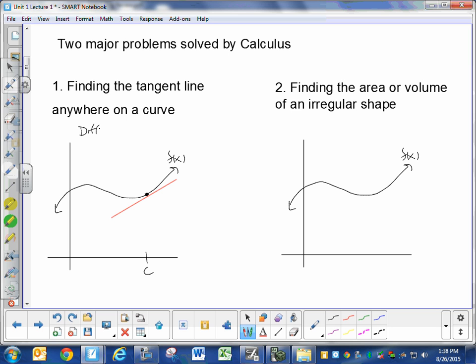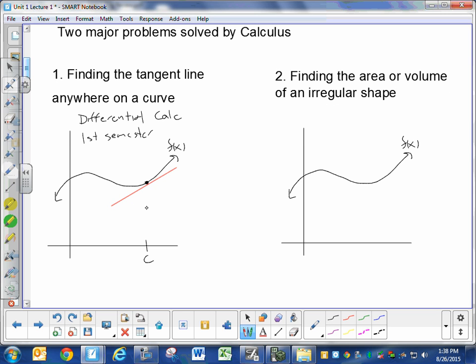This is differential calculus. We will deal with this problem and applications of this problem in the first semester. We'll find that the slope of that line determines the instantaneous rate of change of the function at that point, at that exact moment.